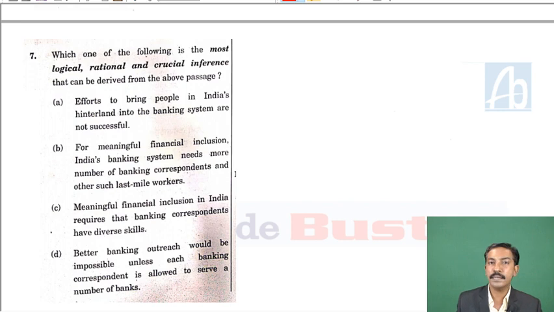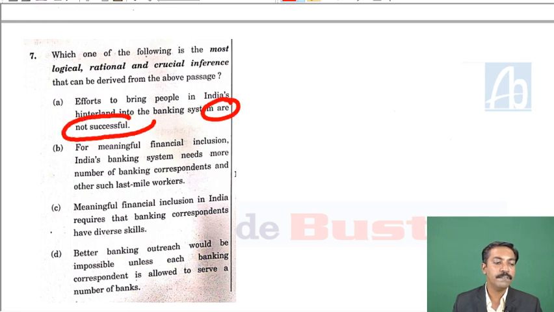The seventh one is a slightly tricky question, because though it is possible to understand the context of the passage, the 4 options presented to you are much closer. Let's see how far we can get to the choice. Obviously, by elimination you can reach the right choice. You have been asked to identify the most logical, rational, crucial inference. Look at option A: efforts to bring people in India's hinterland into the banking system are not successful. The very first sentence itself gives you a clue that this is happening, therefore option A can be eliminated.